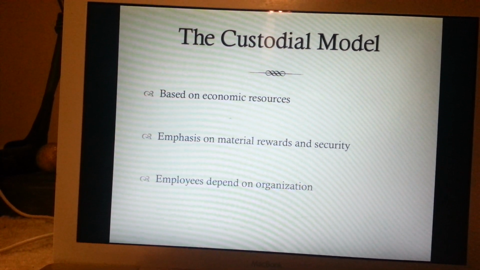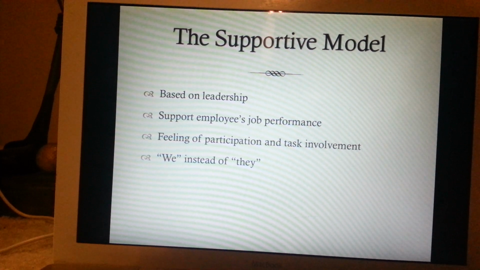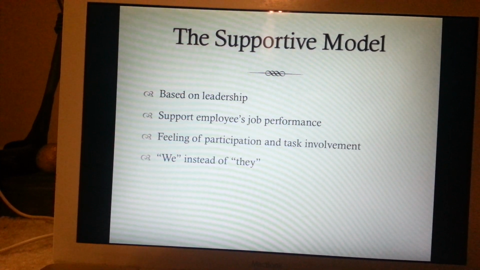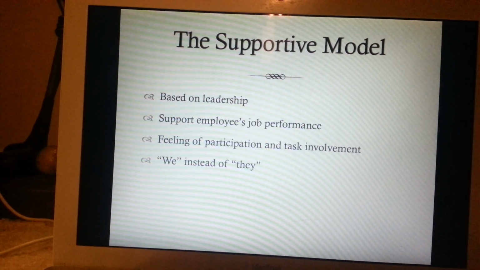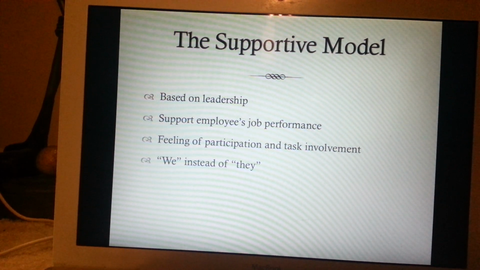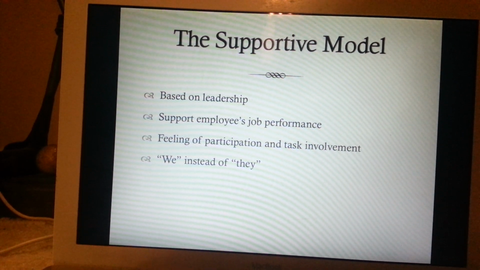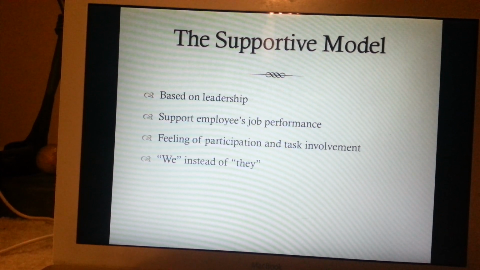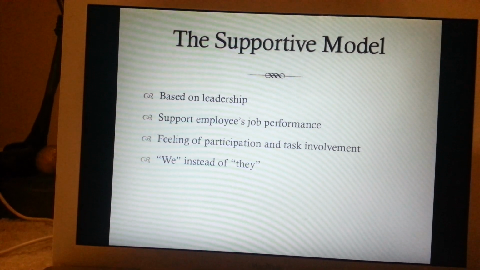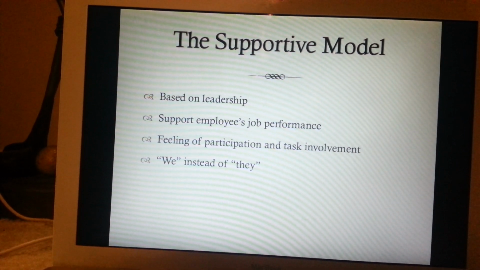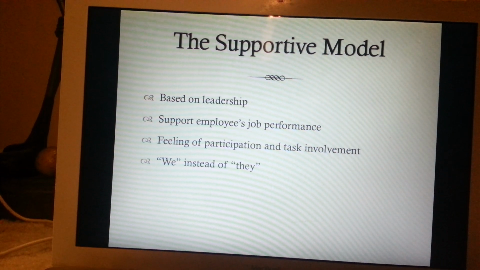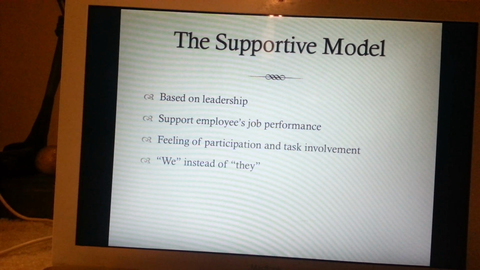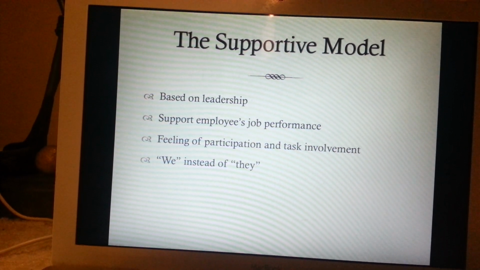This brings us to the supportive model. This model is characterized by leadership instead of power or money. Through leadership, managers aim to help employees grow and accomplish in the interest of the organization. Managers support the job performance of the employee rather than just the benefits, as in the custodial model. Due to this support from management, employees have a feeling of participation and task involvement in the organization. And because of this, they use "we" instead of "they" when referring to the organization.